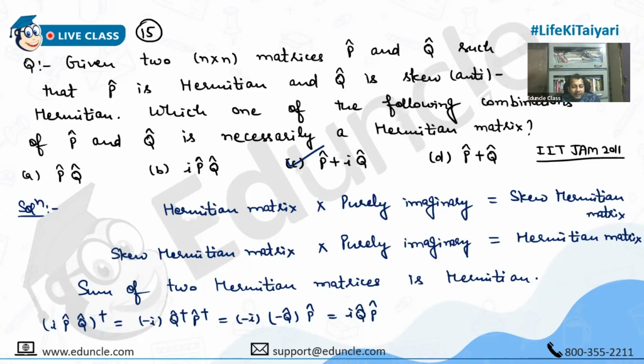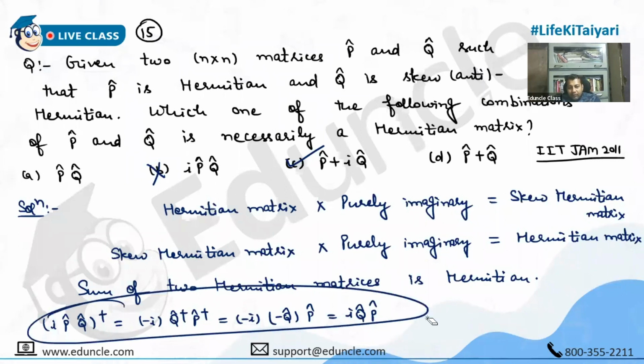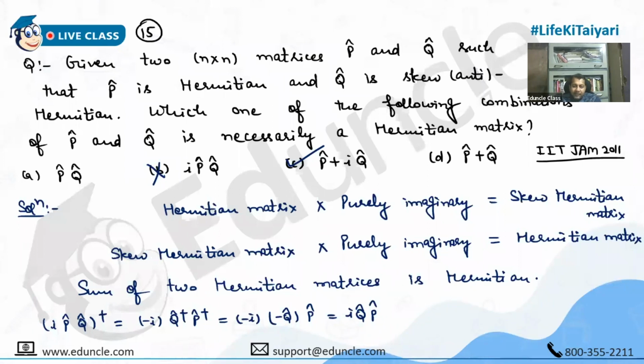Okay, because the order has changed, na. Clear? So how can you say that it is iota PQ? Because matrix multiplication is not commutative. This PQ is not equal to QP. Remember, they are not the same thing in general. So that's why this is wrong. And similarly, you can check the rest of the options by taking their dagger. If it comes out to be the same, then it is Hermitian. And if it is the negative of it, then it is skew Hermitian. Clear?